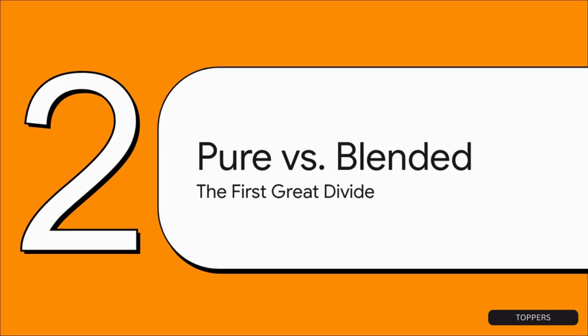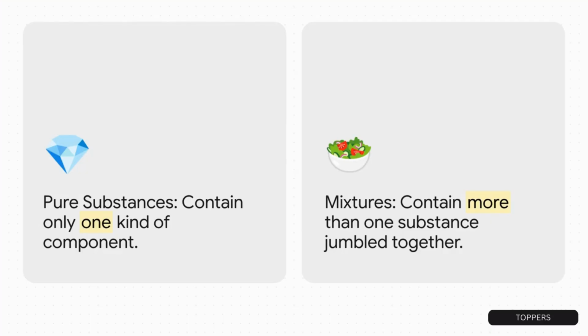When we look at something, we have to ask, is it just one thing through and through, or is it a bunch of different things kind of hanging out together? Let's break down what that really means. Let's think about it this way. On one side, you've got something like pure sugar. Every single crystal is just sugar. That's a pure substance. On the other side, you've got something like a smoothie. You know, bananas, strawberries, milk, all whizzed up together in one glass. That's a mixture.